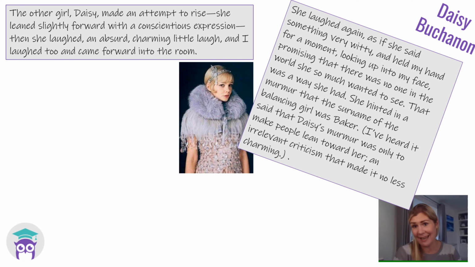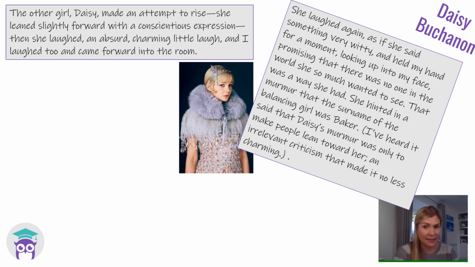"She laughed again, as if she said something very witty, and held my hand for a moment, looking up into my face, promising that there was no one in the world she so much wanted to see." So she could make you feel so special. "That was a way she had. She hinted in a murmur that the surname of the balancing girl was Baker. I've heard it said that Daisy's murmur was only to make people lean toward her, an irrelevant criticism that made it no less charming." That's the money.